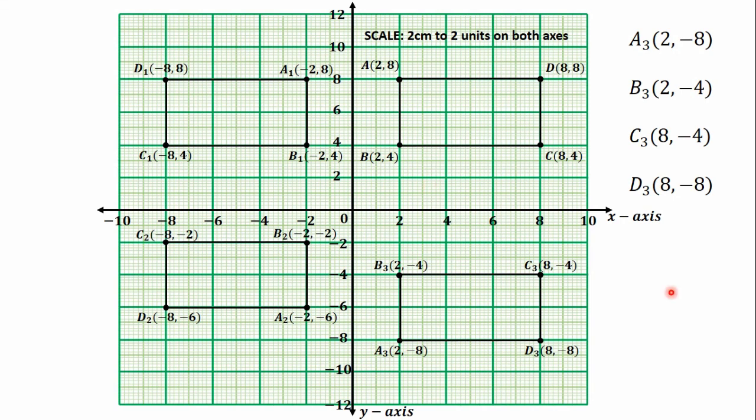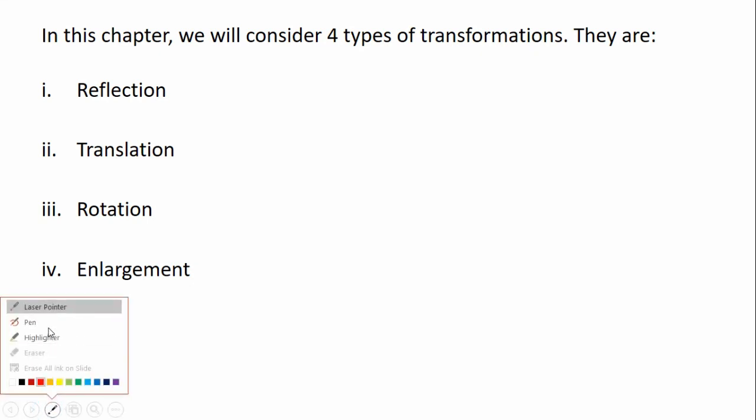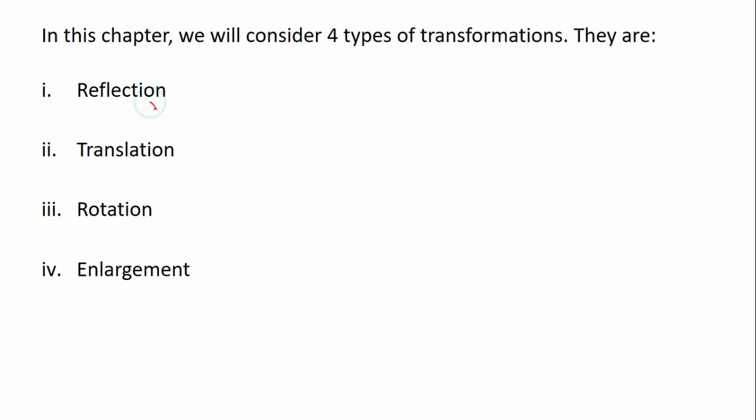In the video on Introduction to Transformation and Rigid Motion, we said that we are going to learn about 4 types of transformation. So far, we have learned about reflection. In the next video, we are going to learn about translation. So in the next video, we will be considering translation.